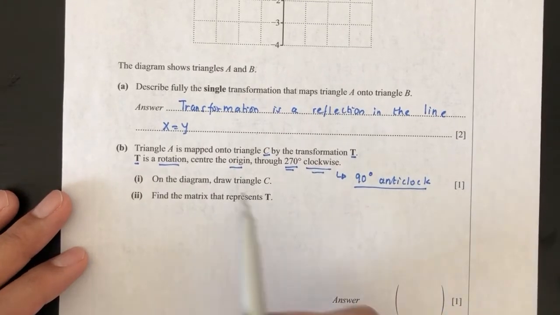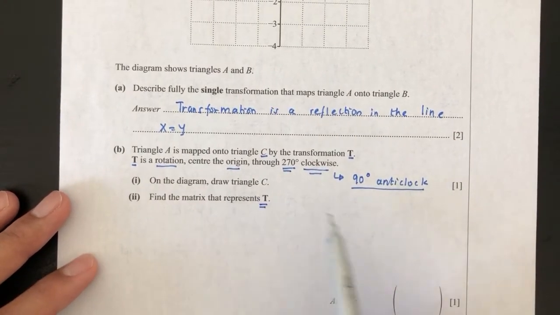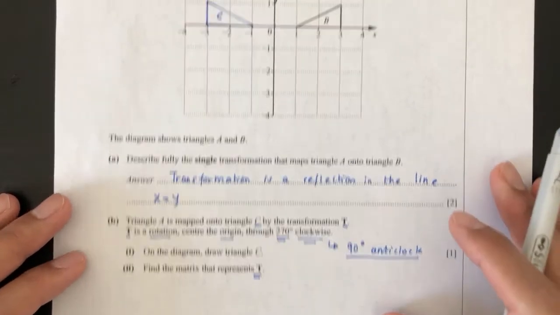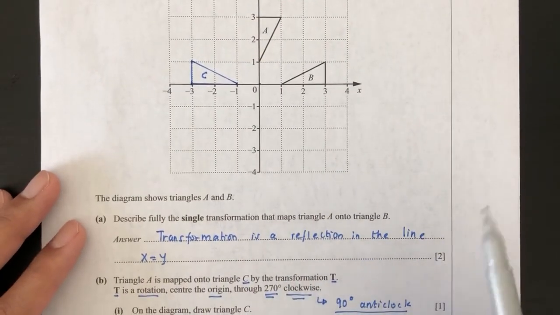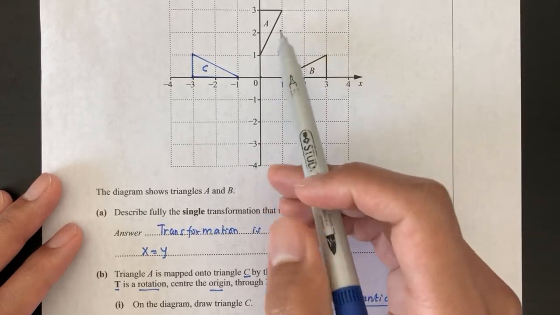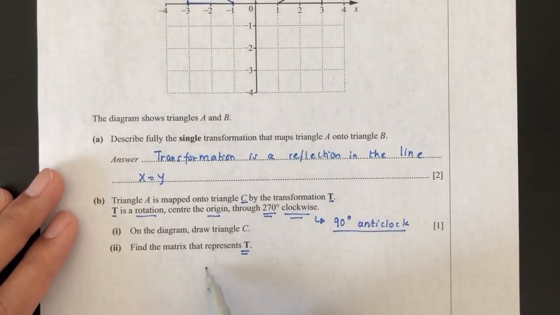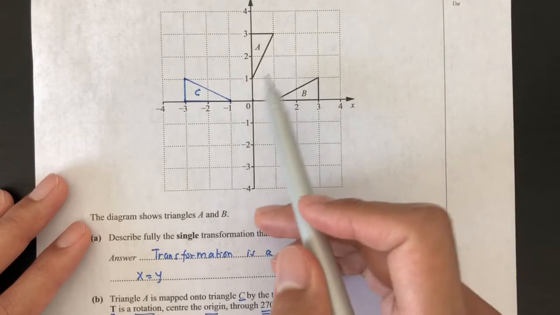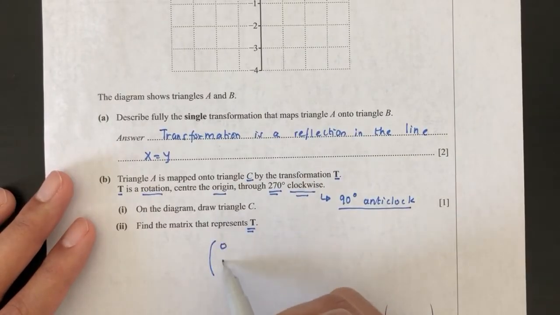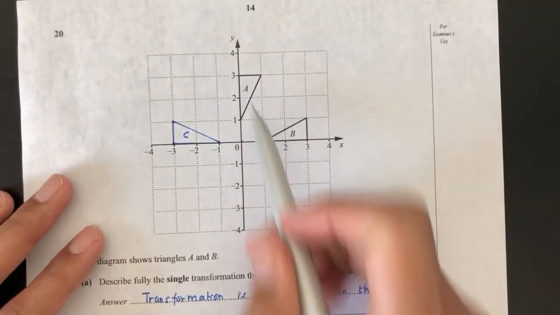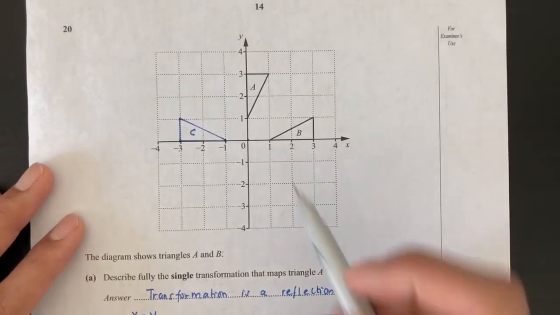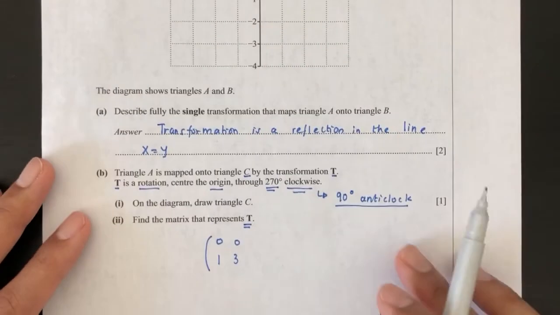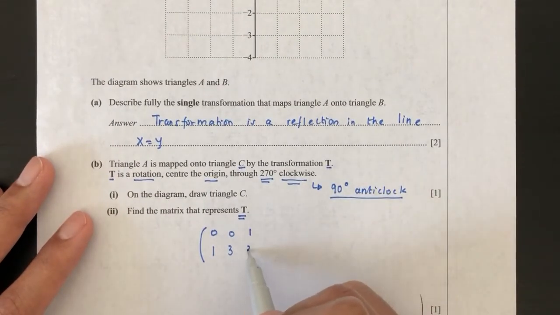So the last part will be find the matrix that represents T. So if you remember this by heart, you can write it down. It's pretty easy. However, if you don't know, you can first have an observation and find out what matrix it can be. So what are the coordinates of triangle A? So A is the point 0, 1. The point 0, 3. And this one is 1, 3. Okay, so those are the points of triangle A.